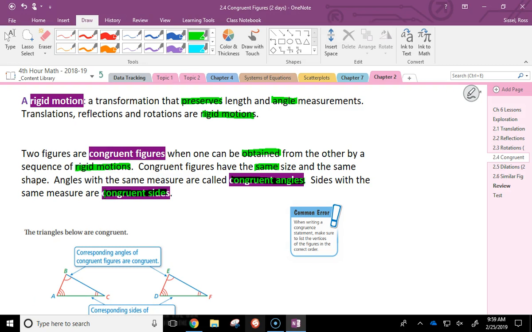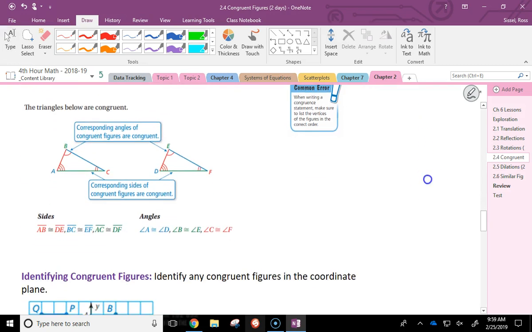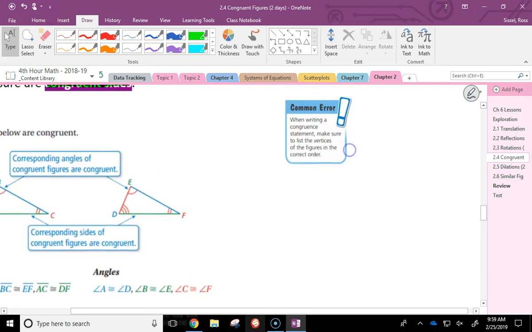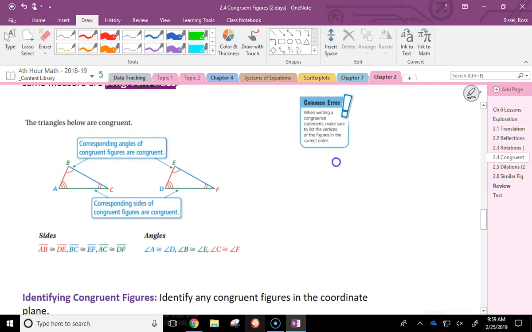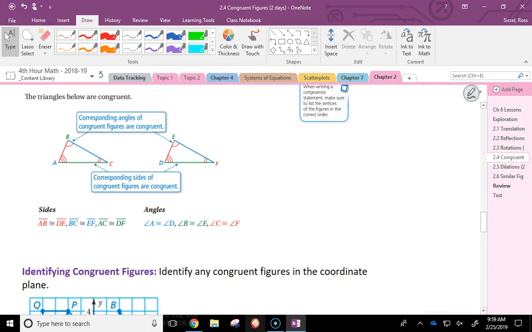So, here's what we're going to look at. The triangles below, if you look up here at my example, the triangles below are congruent. Other side conversations should not be happening. Okay, here's our two triangles.